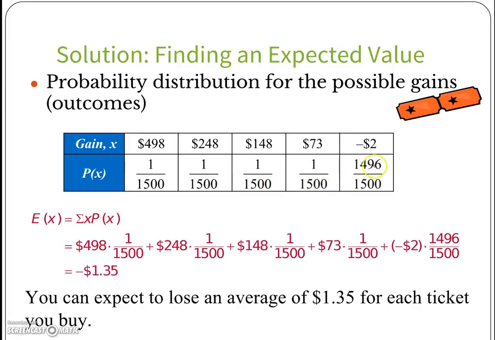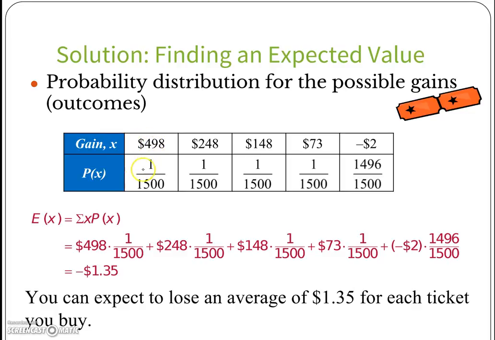So the 1,496 tickets were all tickets of people who lost. So the probability of losing $2 is 1,496 out of 1,500, because there were this many tickets that are not going to win a prize out of this many tickets that were sold. So to find the expected value, it's the sum of the x times the p of x. We have our x and our p of x in our probability distribution table.